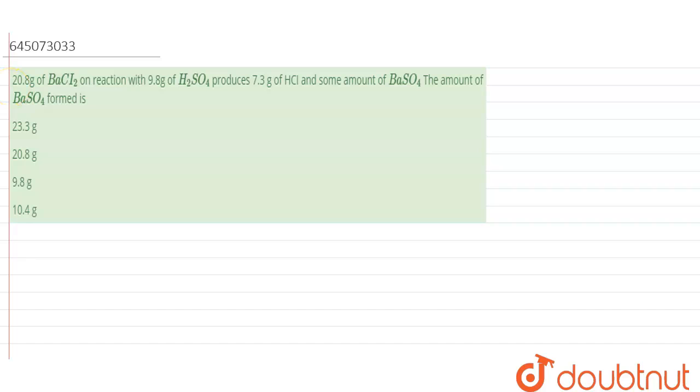Hello everyone. So in this question it is given that 20.8 gram of BaCl2, barium chloride, on reaction with 9.8 gram of H2SO4 produces 7.3 gram of HCl and some amount of BaSO4. We need to find the amount of BaSO4 which is formed. We can calculate this by first writing the reaction which is involved in this case.